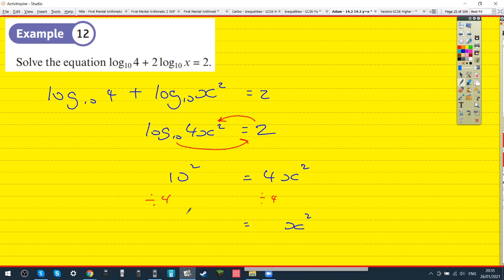What's 100 divided by 4? 25. Yeah, or you can use a calculator. And then you can square root, which will give you 5. So x is 5. Is there another very similar number that when you square it gives the same? Minus 5. Yeah.